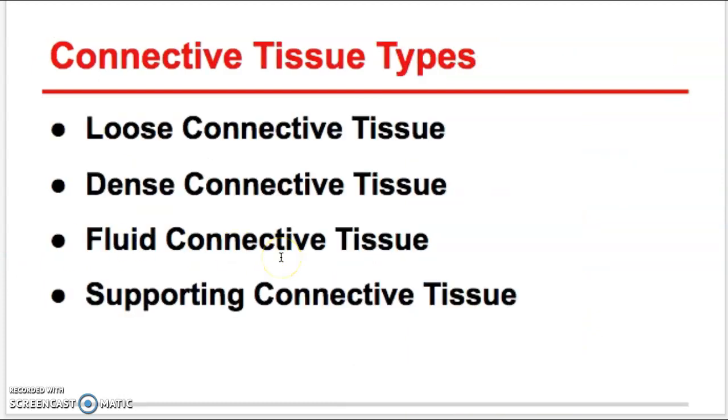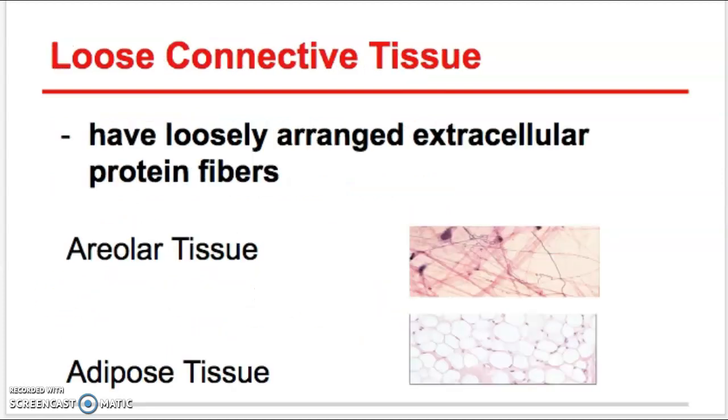So there are subclasses in connective tissue. There's loose connective tissue, dense connective tissue, fluid connective tissue, and supporting connective tissue. For the loose connective tissue, we only use two examples: areolar and adipose tissue. Both of these have very loosely arranged extracellular protein fibers.